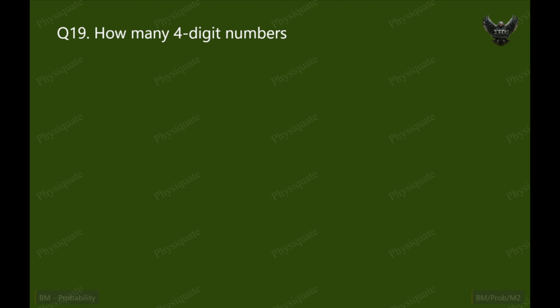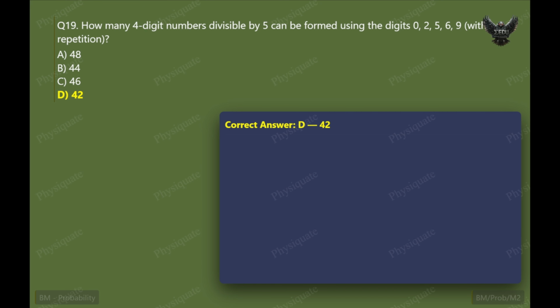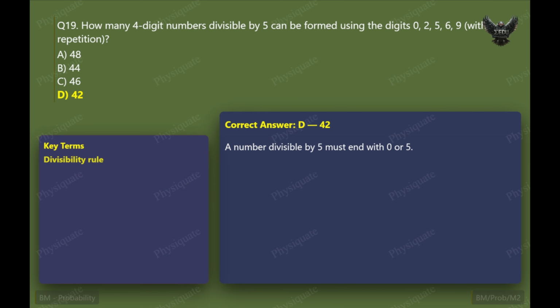Question 19. How many 4-digit numbers divisible by 5 can be formed using the digits 0, 2, 5, 6, 9, without repetition? Correct answer is option D. A number divisible by 5 must end with 0 or 5. Now let us consider divisibility rule. A number is divisible by 5 if and only if its last digit is 0 or 5.